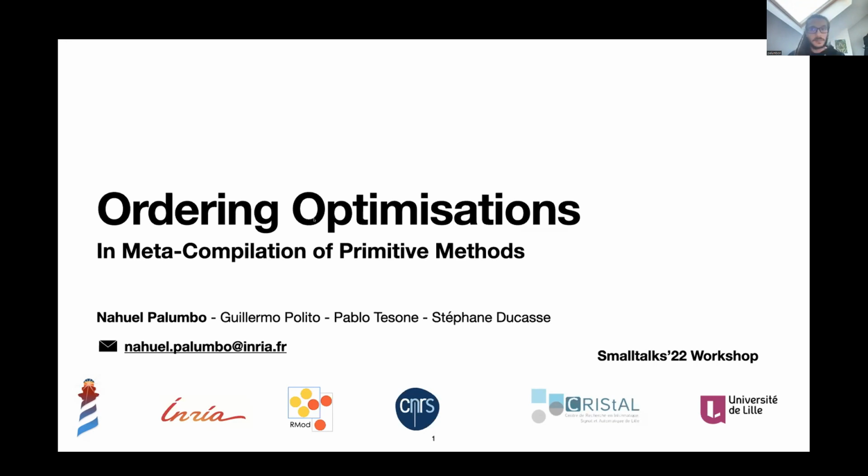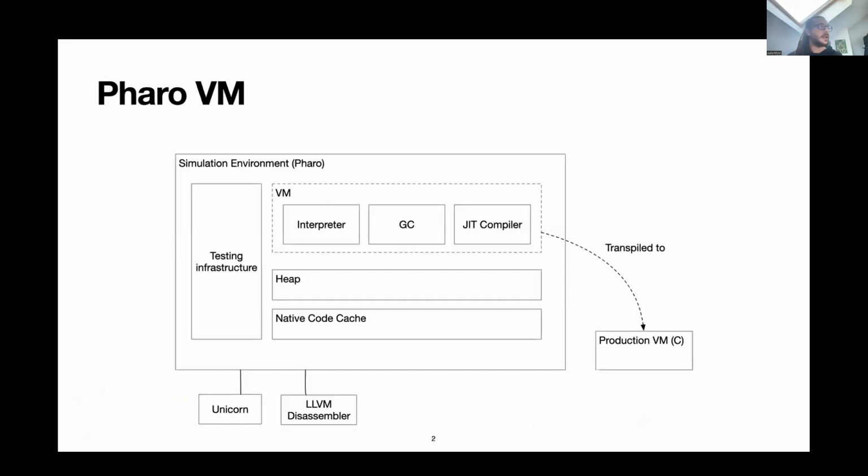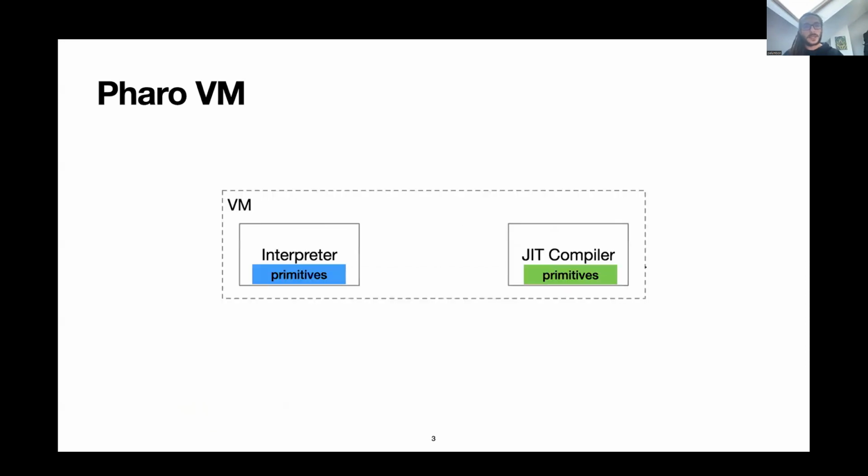So okay, I'm working in the Pharo VM team. The Pharo VM is complex, has a lot of parts, and a lot of complex parts. Guille was talking about how to test the garbage collector that is here. But now I'm focusing on the runtime environment that has these two components, the interpreter and the sheet compiler. What does this mean?